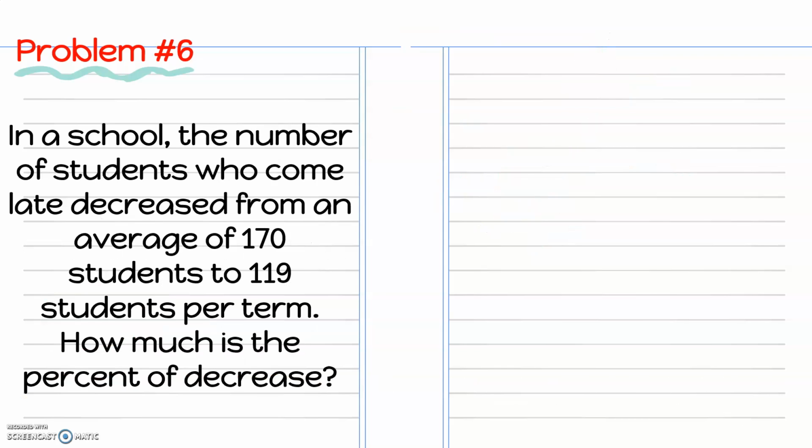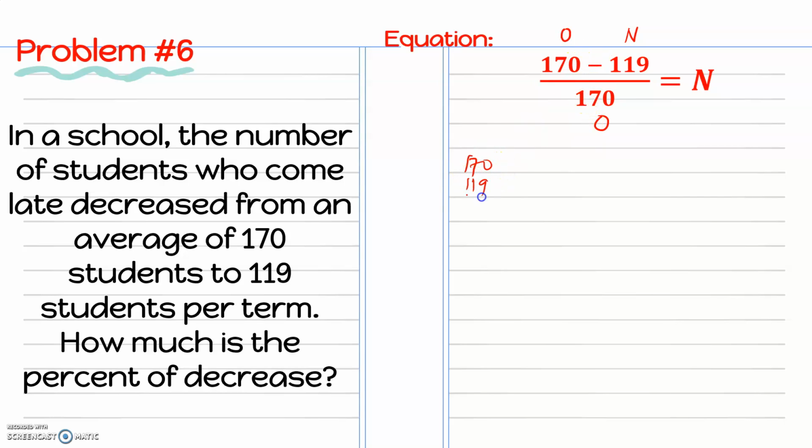Now let's have problem number 6. In a school, the number of students who come late decreased from an average of 170 students to 119 students per term. How much is the percent of decrease? So for our equation, we'll have 170, which is the original number of students who come late, minus the new number of students who come late, which is 119, divided by the original number of students who come late. So we have 170 minus 119, that will give us 51.